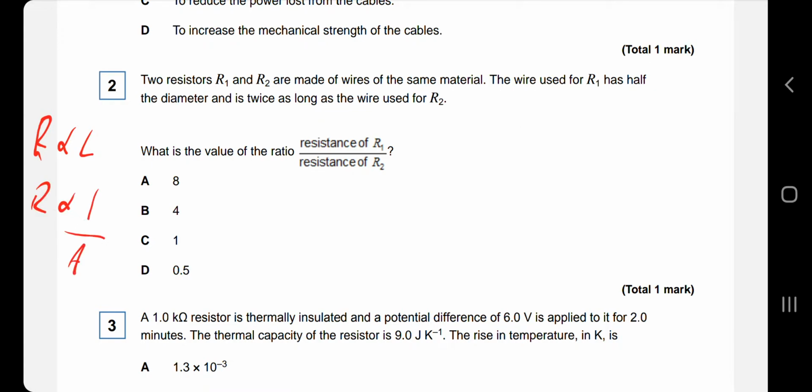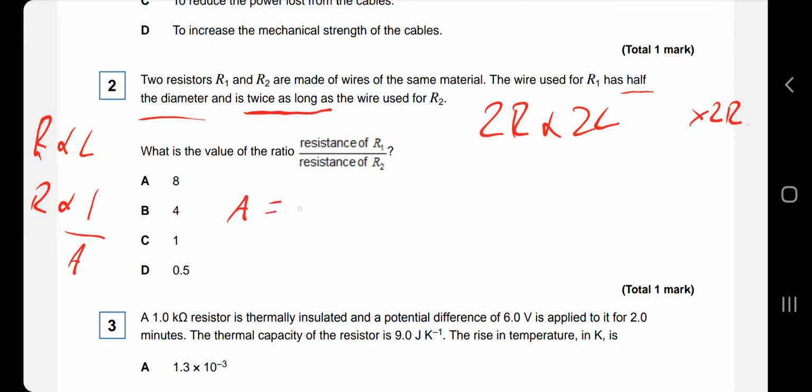So let's deal with the length first. It's twice as long. So resistor 1, if it's twice as long, we'll have double the length, which will double the resistance. So I've got a times 2R just to begin with. Then we can look at the cross-sectional area. It has half the diameter. So if you halve the diameter, you're also halving the radius, and cross-sectional area is equal to pi r squared. So if we halve the radius, a half squared is a quarter. We end up with a quarter of the cross-sectional area.